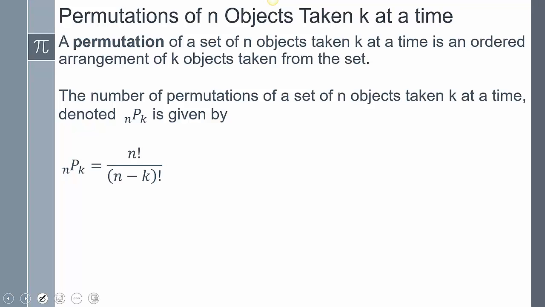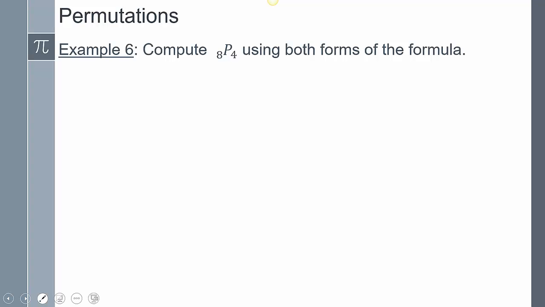Now, a permutation of a set of n objects taking k at a time is an ordered arrangement of k objects taken from the set. And so we're going to use the formula. The number of permutations of a set of n objects taking k at a time, denoted nPk, is given by this formula here: nPk equals n factorial over n minus k factorial. So compute 8P4 using both of those forms. We're going to try that previous one first, and then we're going to try using the definition.